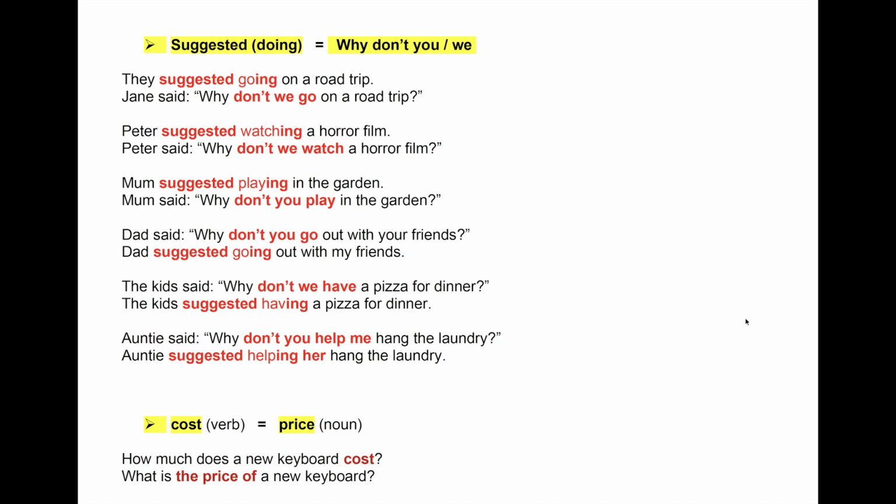Mum suggested playing in the garden. Mum said, "Why don't you play in the garden?" Dad said, "Why don't you go out with your friends?" Dad suggested going out with my friends. The kids said, "Why don't we have a pizza for dinner?" The kids suggested having a pizza for dinner. Auntie said, "Why don't you help me hang the laundry?" Auntie suggested helping her hang the laundry.